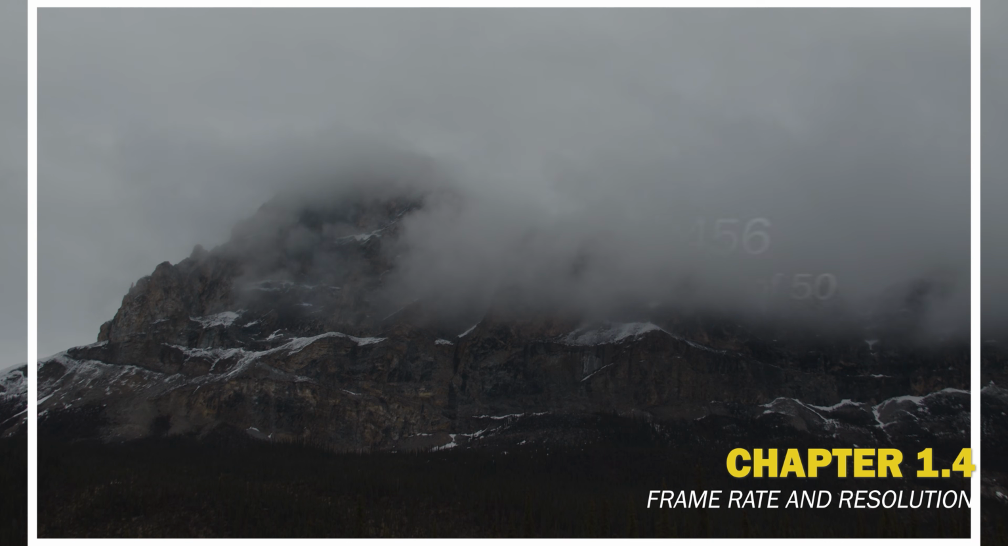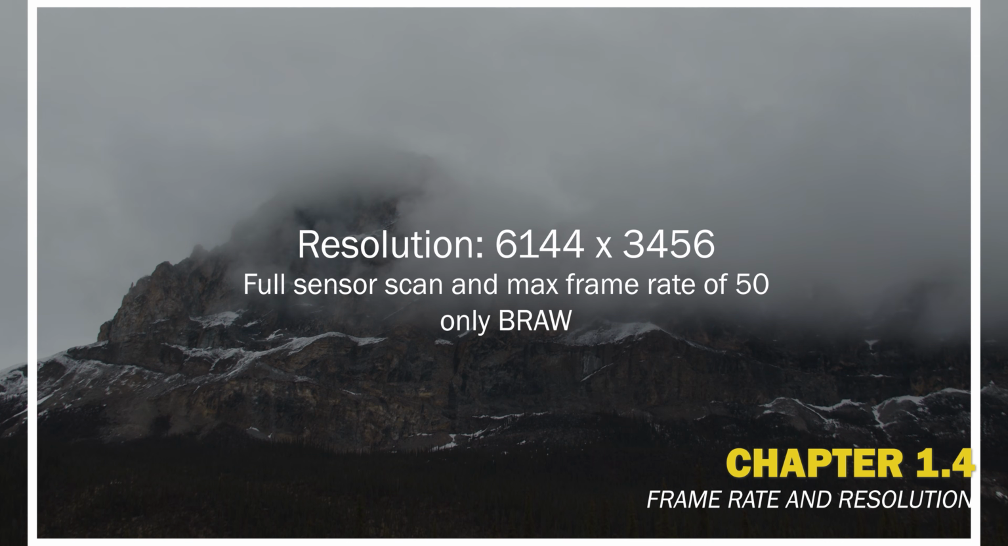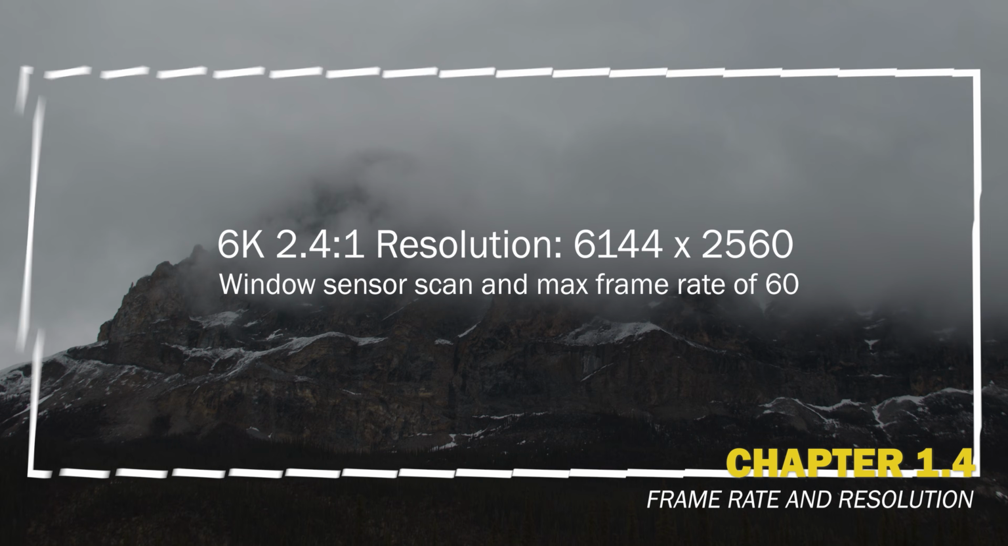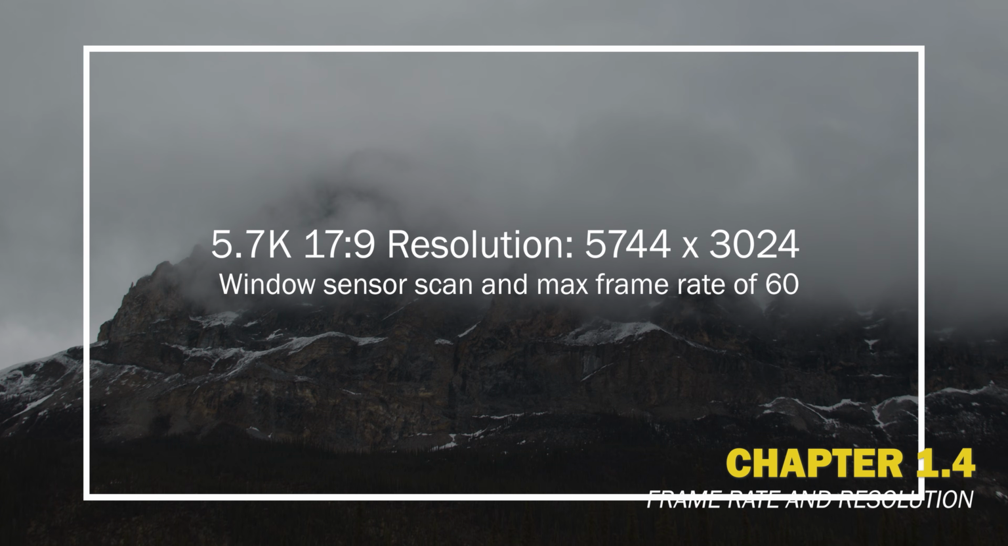6K has a resolution of 6144 by 3456. The only codec you can use here is the Blackmagic RAW, which has a full sensor scan and max frame rate of 50 frames per second. 6K 2.4 by 1 has a resolution of 6144 by 2560 with a window sensor scan and maximum frame rate of 60. This is also Blackmagic RAW only. 5.7K 17 by 9 is also only used on Blackmagic RAW. With a resolution of 5744 by 3024, it has a window sensor scan and a max frame rate of 60 frames per second.